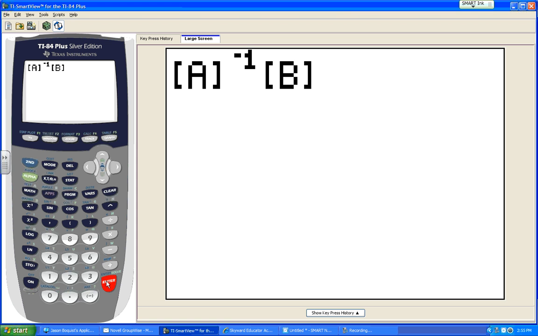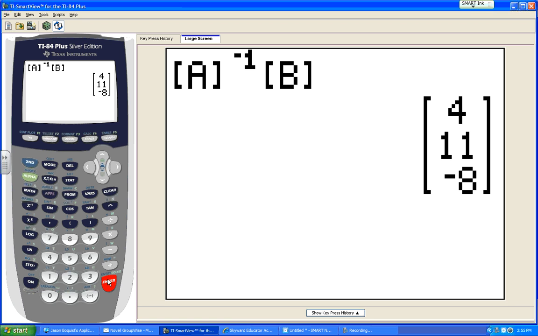So if I hit enter right now, it should give me the X, Y, and Z values that will answer our problem that we have. And so hopefully, let's cross our fingers, and hopefully we all get the same thing. I got 4, 11, -8. Now which one's which? Yes?